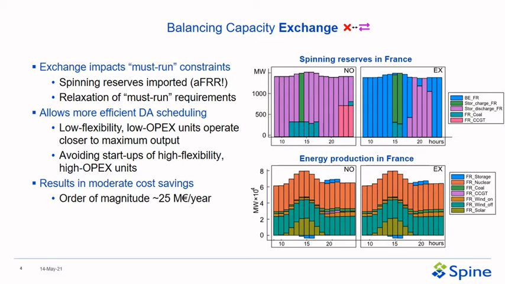And this particular effect is also illustrated to the right-hand side here. In the upper graph, we see spinning reserves in France, which are in the no coordination case provided by a CCGT unit, while in the exchange case, those are replaced by exchanges from Belgium to France. And that also is reflected in the energy production in France. So in the no coordination case, we need to start up the CCGT solely to provide those spinning reserves, while in the exchange case, I save the startup of these CCGTs and can, for instance, operate my nuclear power plants closer to their optimal.